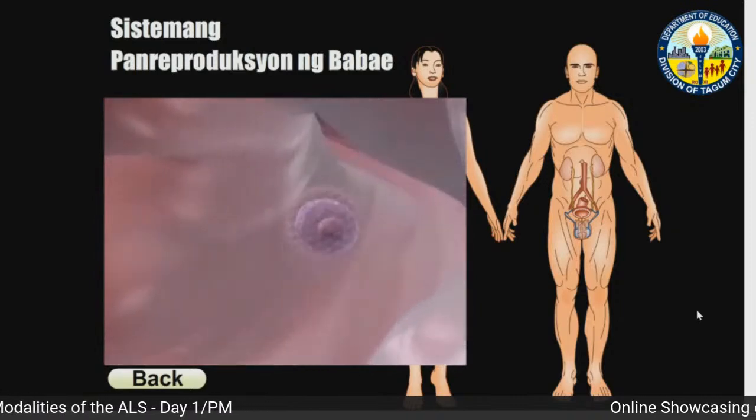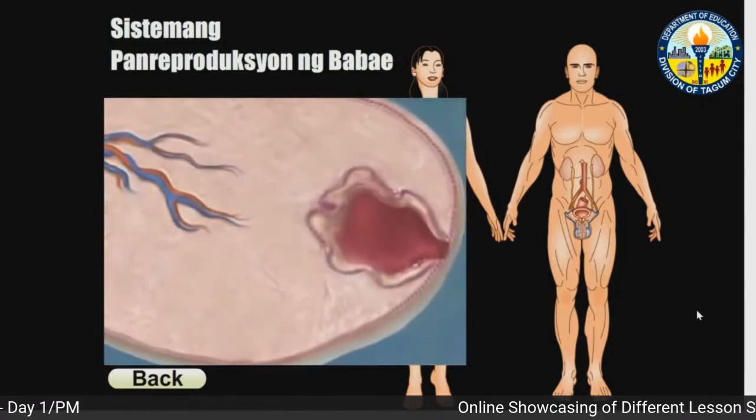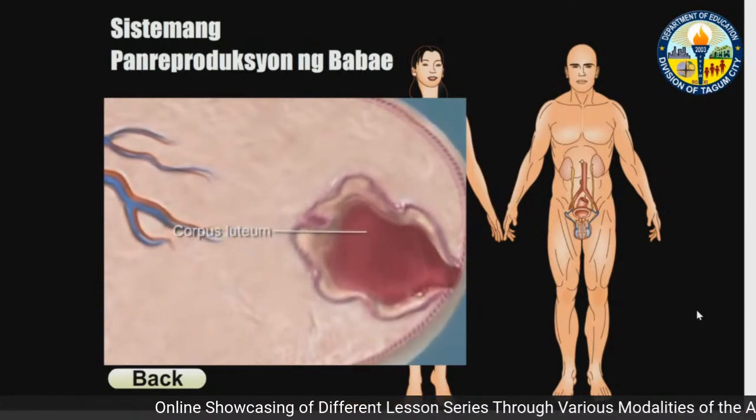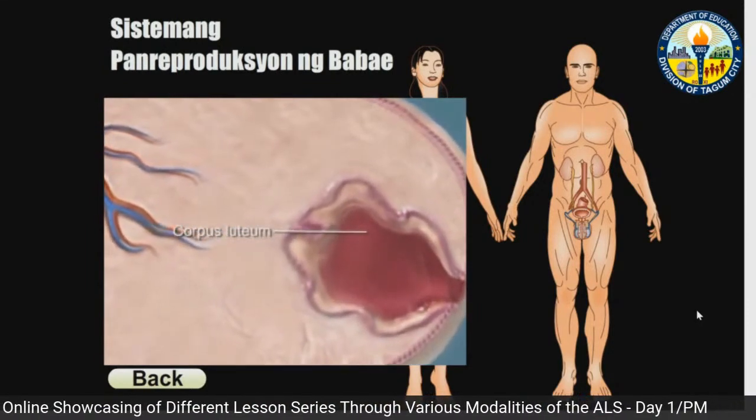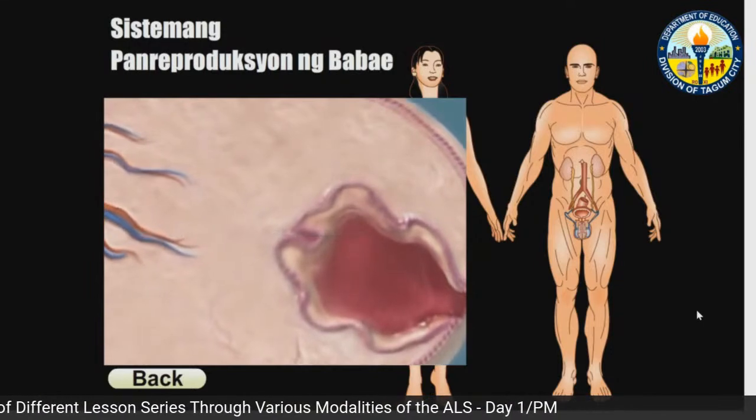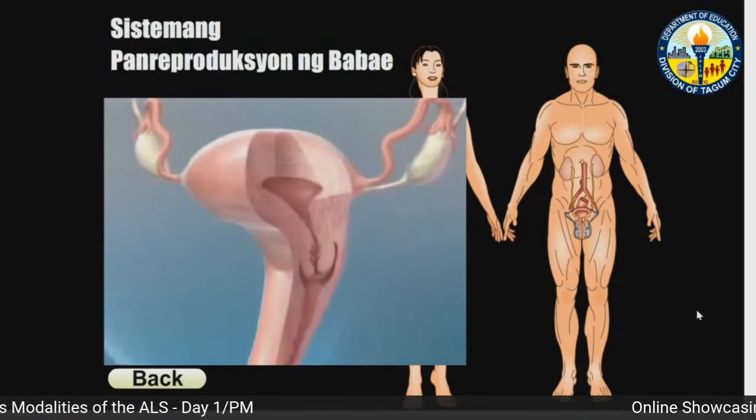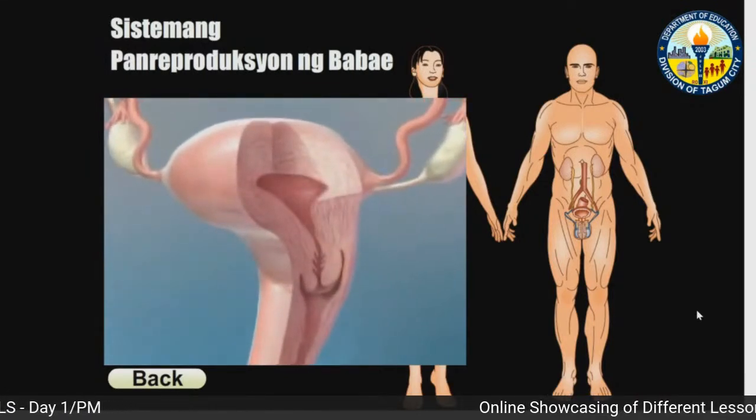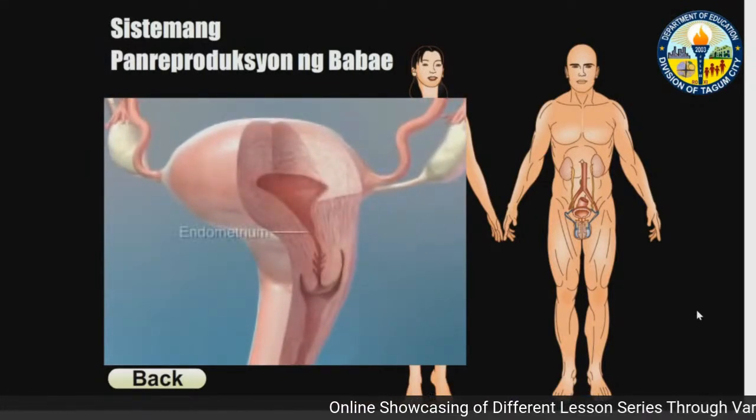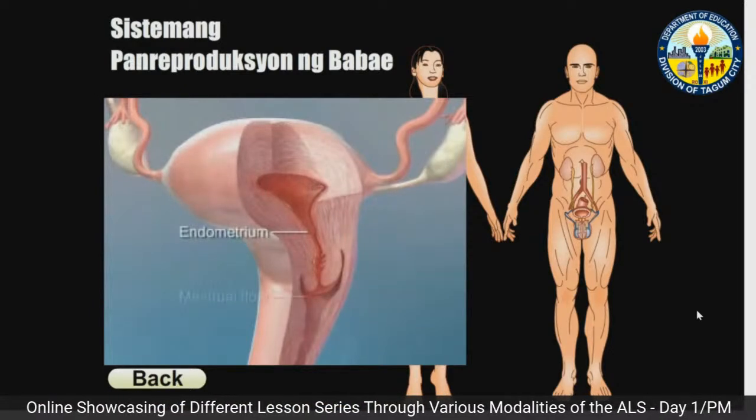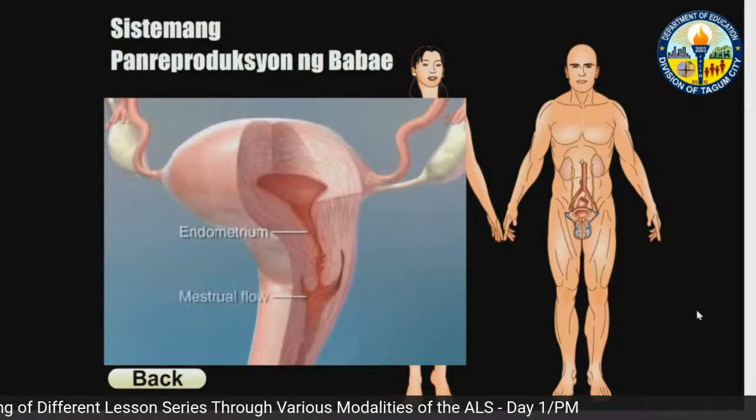Pagkatapos na pakawalan ang egg cell, ang graafian follicle ay nagiging corpus luteum na nagpapalabas ng hormone na progesterone. Ito ang bumabalot sa matris bilang paghahanda sa pagbubuntis kung sakaling ma-fertilize ang itlog. Kapag hindi na-fertilize ang itlog, ang corpus luteum ay namamatay at ang pagdaloy ng progesterone ay humihinto at ang menstrual cycle o pagreregla ay nagaganap.